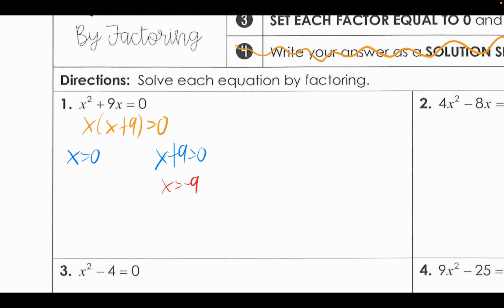And so if x was 0 or negative 9, it would make this equation true, because you would have 0 times something or something times 0, and either one of those would equal 0. So that means these are the two solutions. And if you plugged 0 back into both of these x's, you would get 0 plus 0 equals 0. And if you plug in negative 9 back into both of these, you'd get 81 plus a negative 81, which would also equal 0.